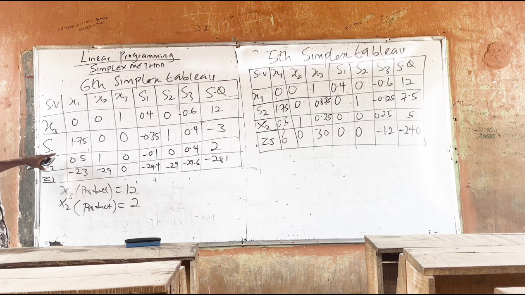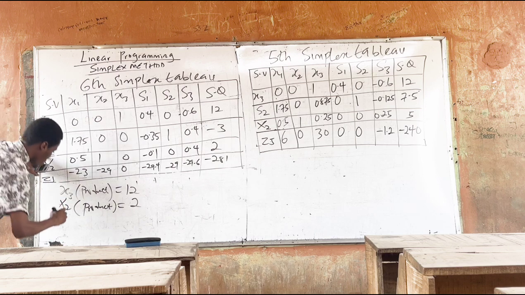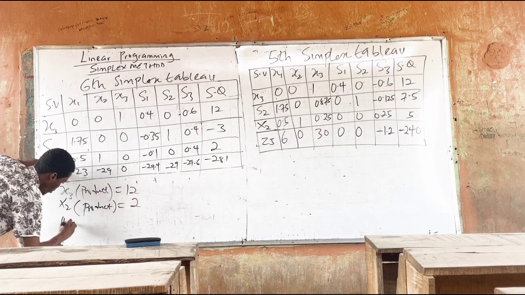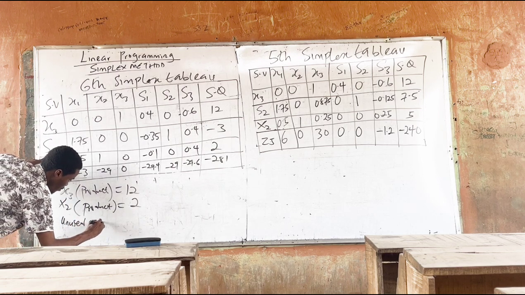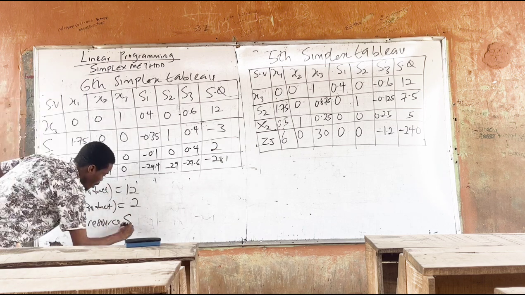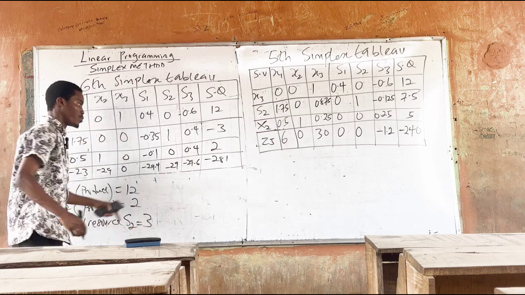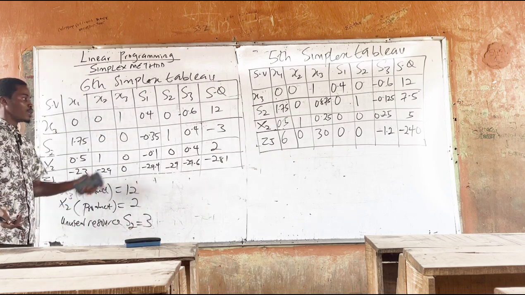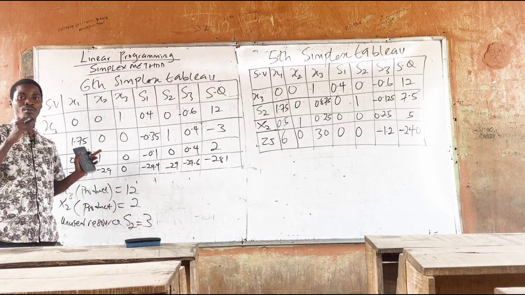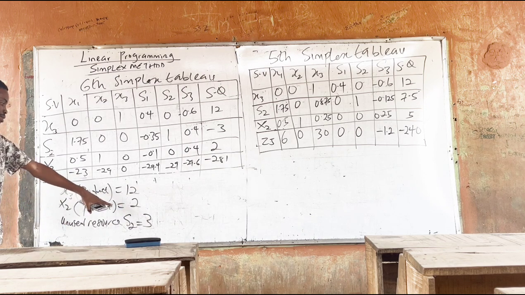I have my S3 here. What is my S3? Slack variable. That is the unused or unutilized resource. So my unused resource is what? My slack variable 2. My S2 is what? 3. Because it cannot be negative. If it is negative, it should be positive, because my constraint is greater than or equal to. So my unused resource is S3.